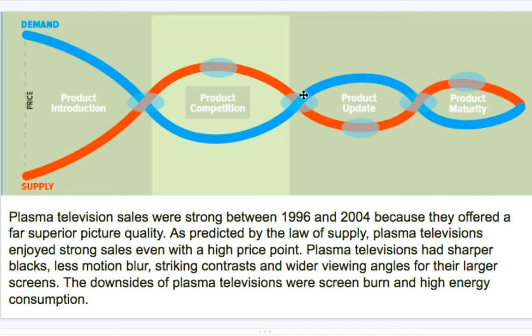Looking again at the bottom, my example for the plasma television: plasma television sales were strong between 1996 and 2004 because they offered a far superior picture quality.